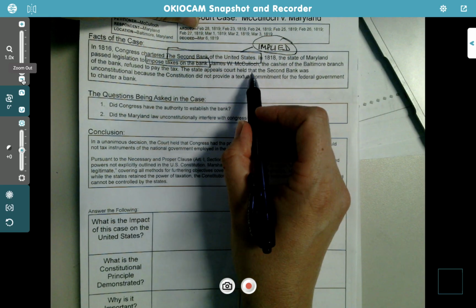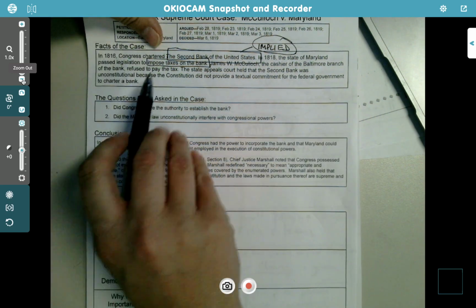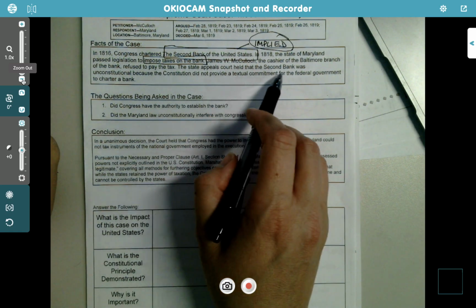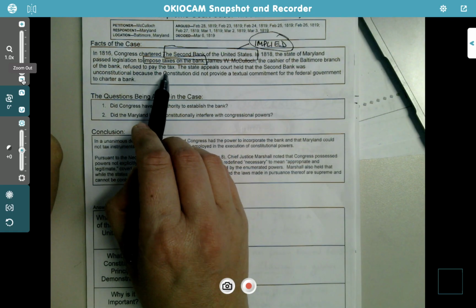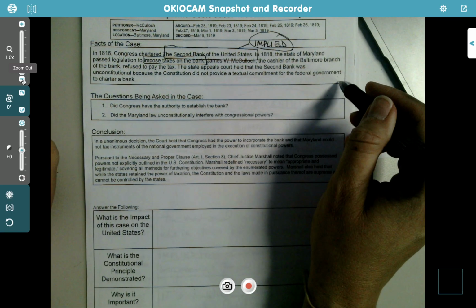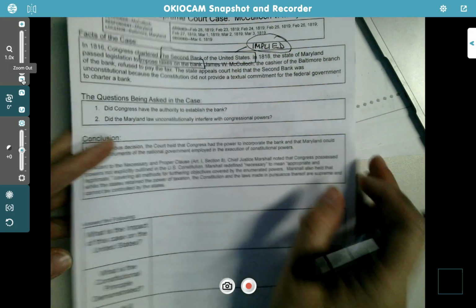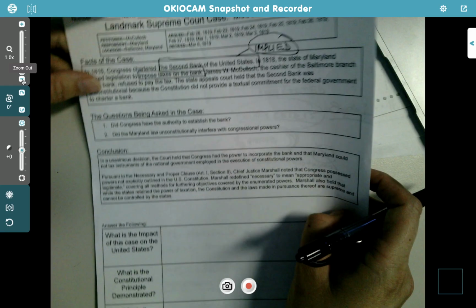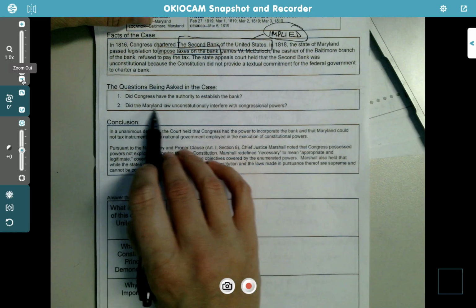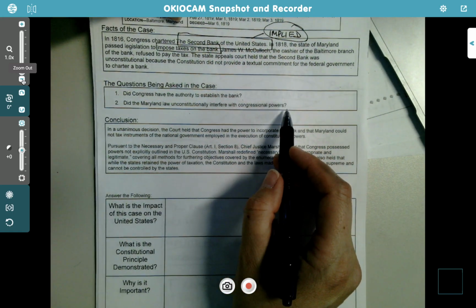James McCulloch, the cashier of the Baltimore branch of the bank, refused to pay the tax. The state appeals court held that the second bank was unconstitutional because the Constitution did not provide a textual commitment for the federal government to charter a bank. So, we are currently dealing with, does it have the power or not to do it? The questions: did Congress have the authority to establish a bank? Did Maryland law unconstitutionally interfere with congressional powers?